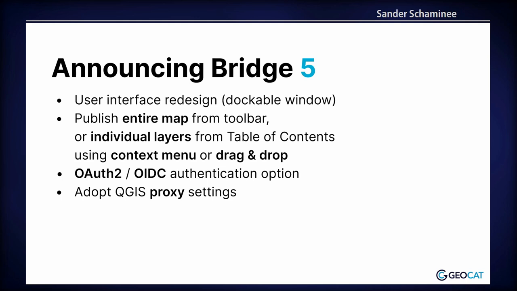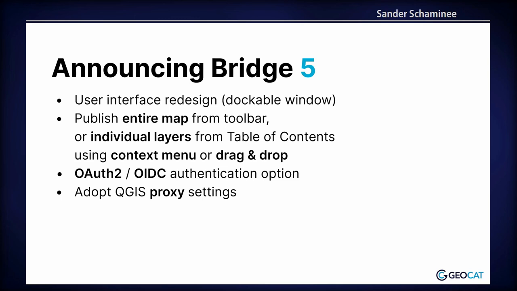You can publish the entire map still from the toolbar, so the publish button you have now will really be a one-click publish button, so you will not get an interface anymore. You can actually use that button to directly publish the map. You can also publish individual layers just by clicking the right mouse button in the table of contents of QGIS, so you can say, I want to move this to GeoServer, or you can drag and drop. I will show that later, what I mean by that.